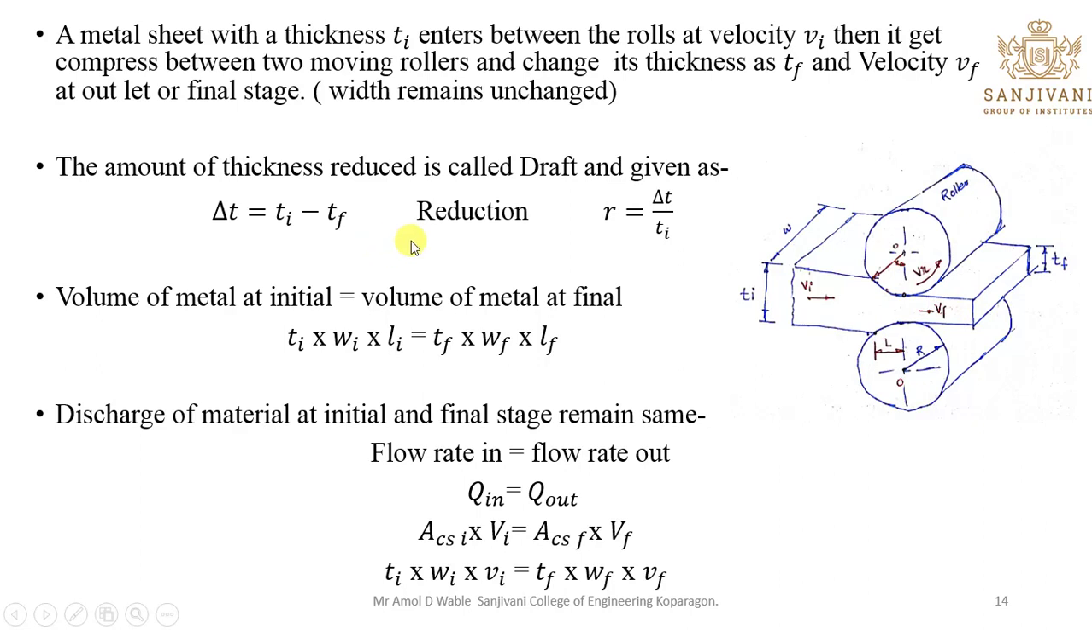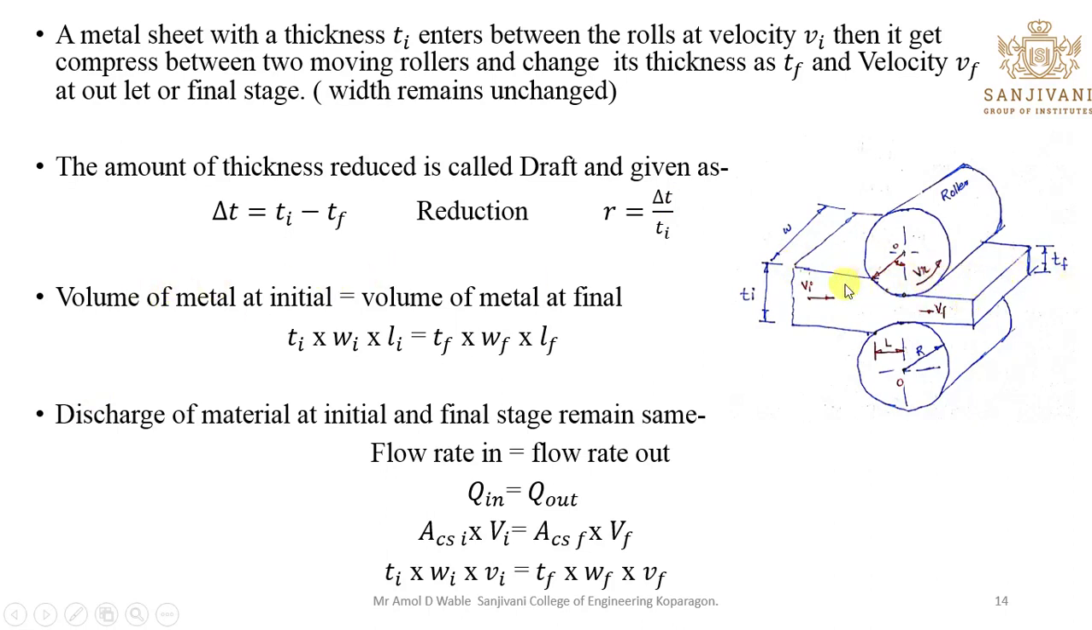So what we can write down, the thickness has been reduced by draft, that is delta T is equal to T initial minus T final, that is initial thickness minus final thickness. You will get the amount of draft which has been reduced, and if you want to see the percentage reduction, you can use this formula to calculate, that is delta T divided by Ti, where delta T is initial thickness minus final thickness. Then in this case you will find out that the volume which is going inside the roller and the volume which comes outside the roller after the operation is the same.